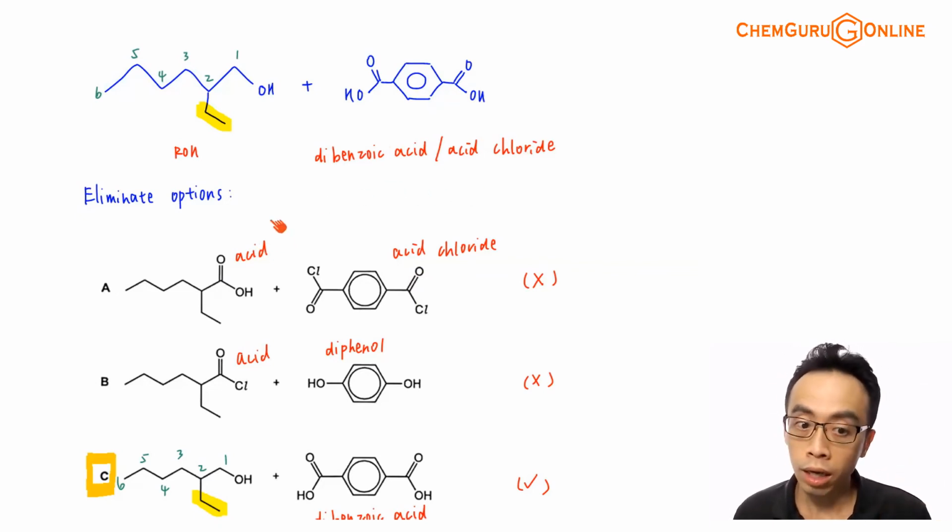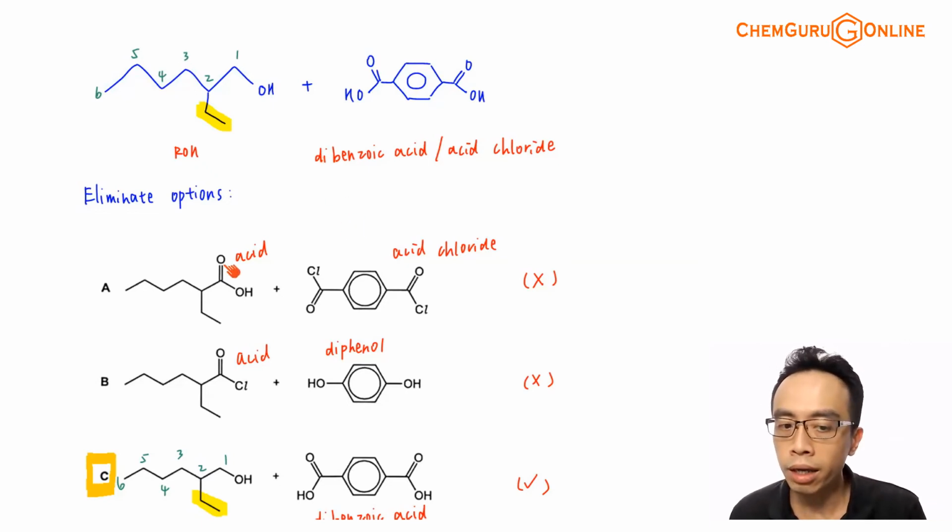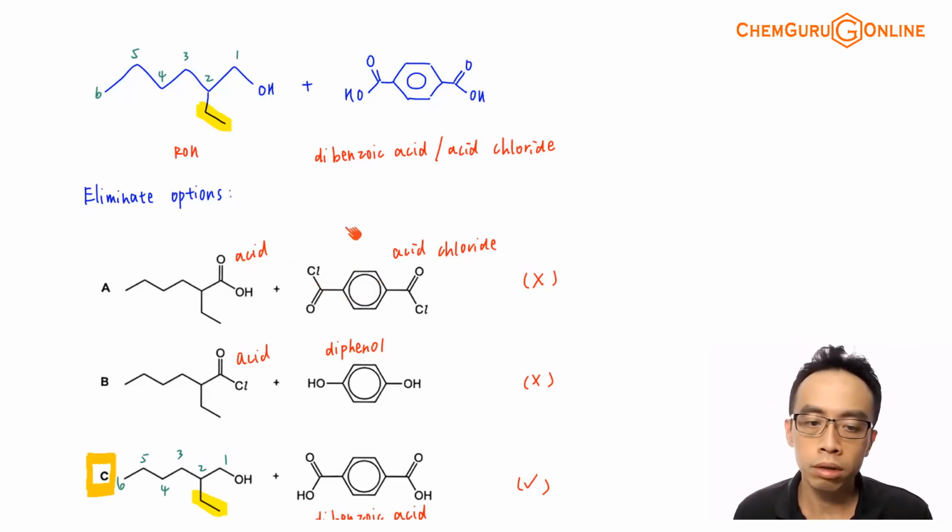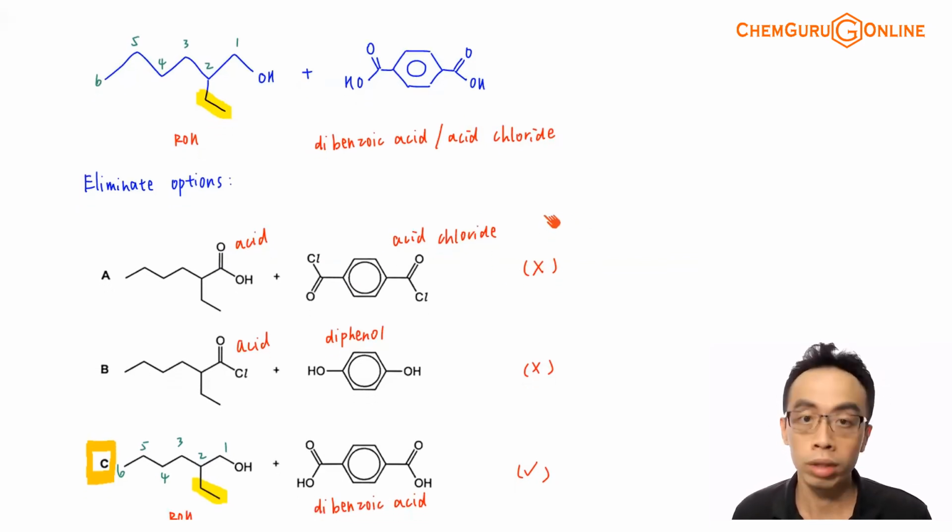Now, if you look at A, actually A is definitely wrong, correct? Because if you consider the functional groups in A, this one is an acid, the other one is an acid chloride. So acid plus acid chloride is not going to give me an ester in the first place. So A is definitely wrong, so we'll just ignore this. This is totally not the answer.